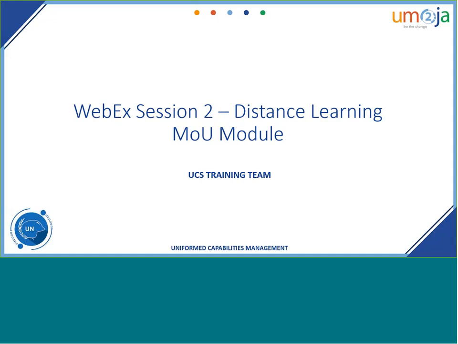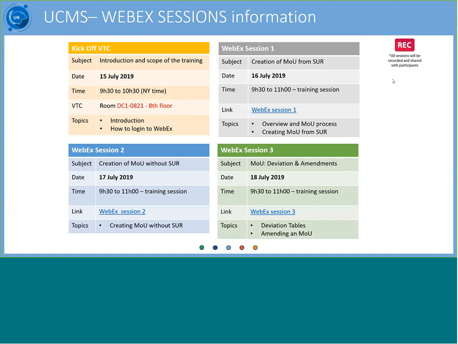Okay, very good. So welcome to this second session on how to draft an MOU and on the MOU module under the Uniform Capability Management Solution. Yesterday we have seen how to navigate in the system. I showed you different features that we have there, such as the global lookup and the system document. I also showed you the overview of UCM and the processes, right?